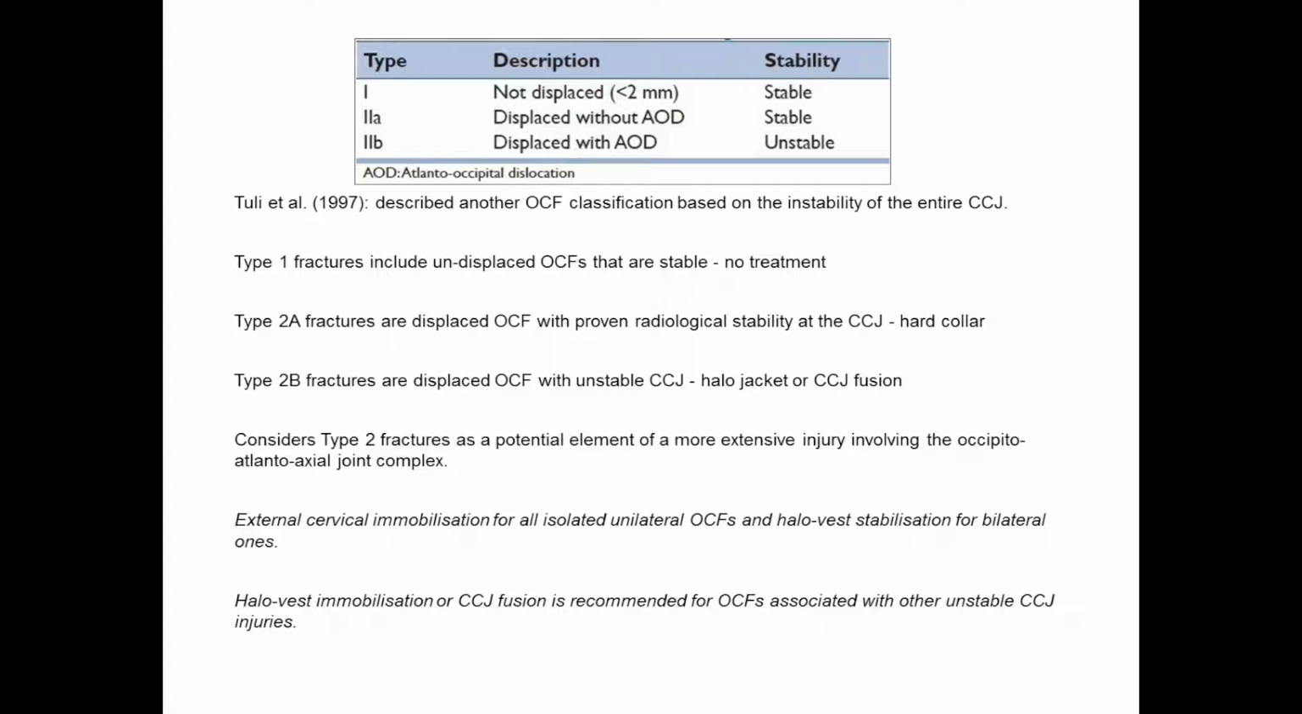So what these do is they consider type 2 fractures as a potential element of a more extensive injury, which is probably more common than isolated condyle injuries. So if you see an occipital condyle injury, the focus is on the occipital-atlantal-axial complex instead of just the condyle. Okay, we've gone through that.